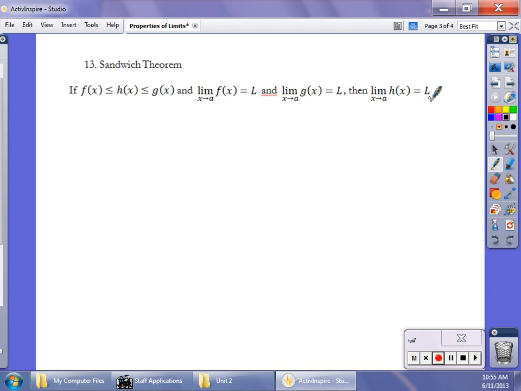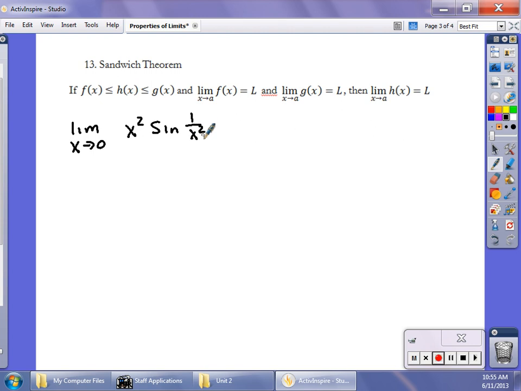We're going to actually use this to prove some of the derivatives of our trig functions later on in the course. But let me do an example of that for you. Let's take a look at the limit, and show you how you would apply this. Let's say I have something like this: the limit as x approaches 0 of x squared times the sine of 1 over x squared.